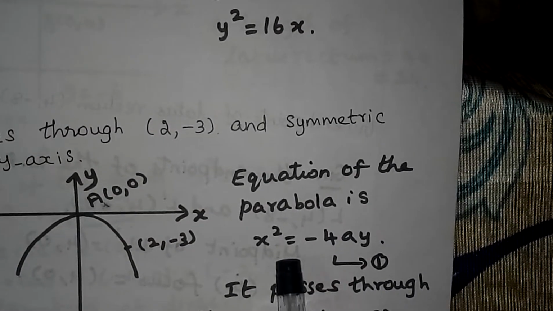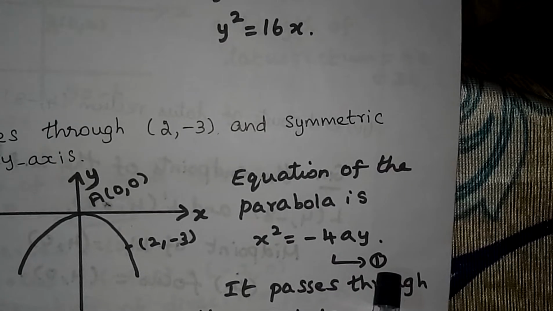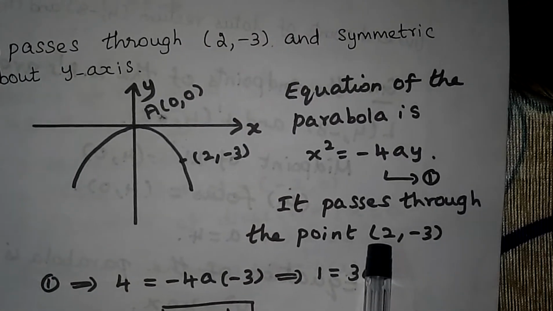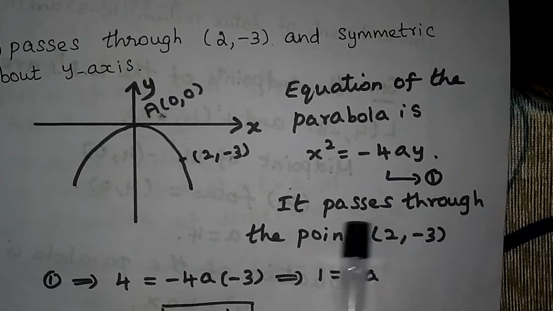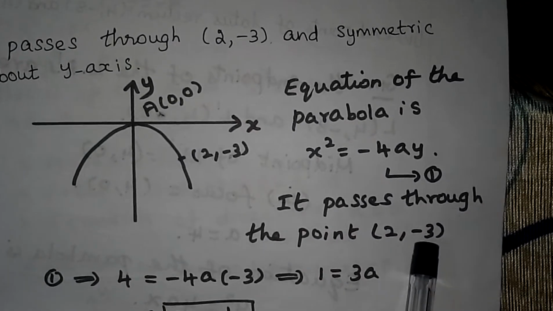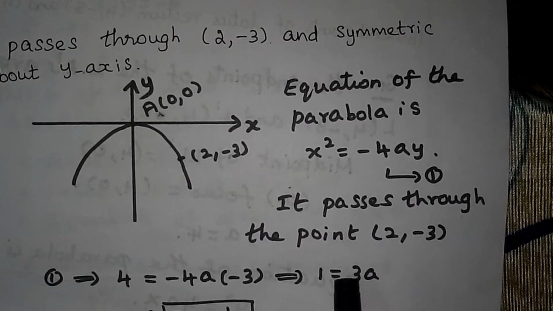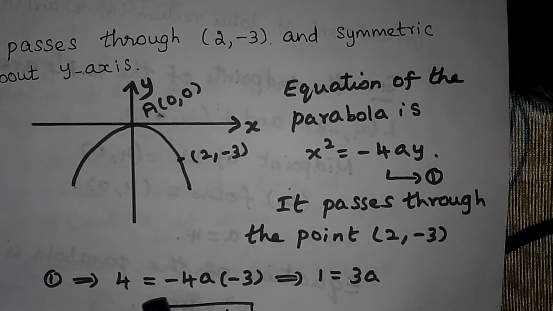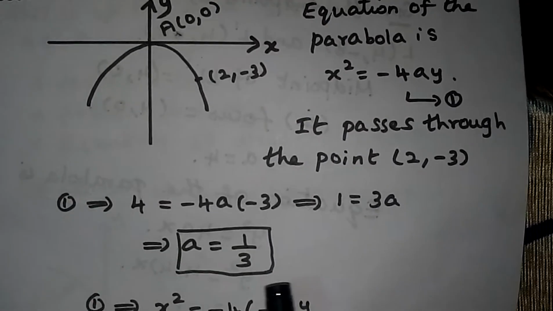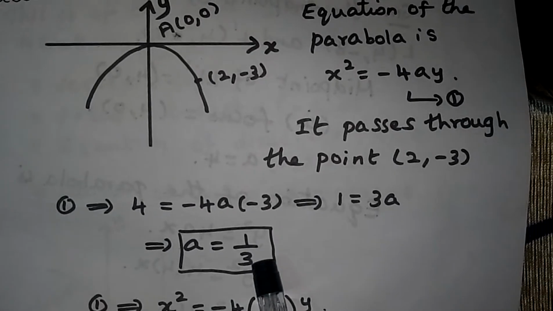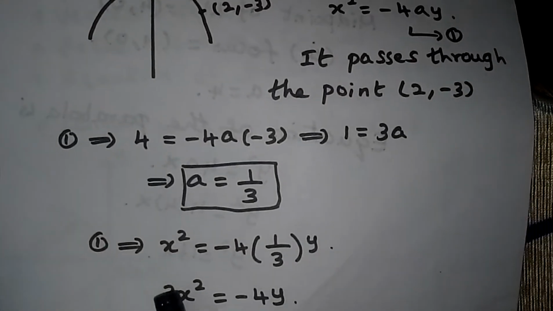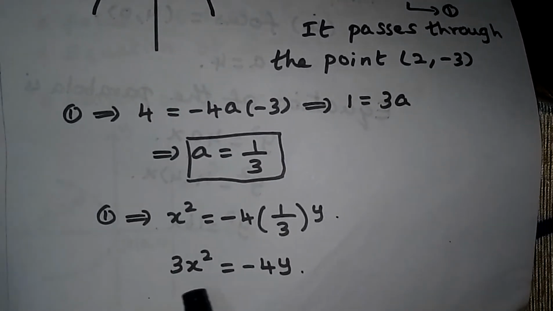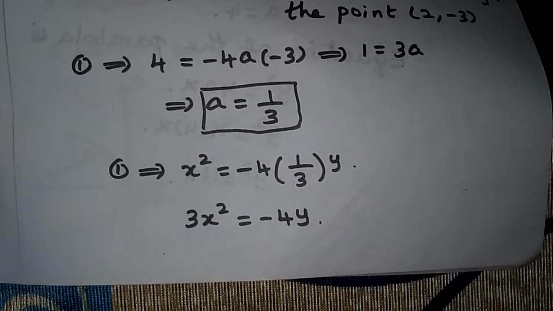So the equation is of this form: x square equal to minus 4ay. Mark it as equation 1, and it passes through the point 2, minus 3. Now replace x by 2 and y by minus 3. So x square, 2 square, 4 equal to minus 4a into y value, minus 3. Minus into minus will be plus. So it will be 12a, and you can cancel 4. So 1 equal to 3a. From that a is equal to 1 by 3. We found the value of a, replace it in equation 1. So x square equal to minus 4 into 1 by 3 y. You can cross multiply it. 3x square equal to minus 4y. So this is the answer.